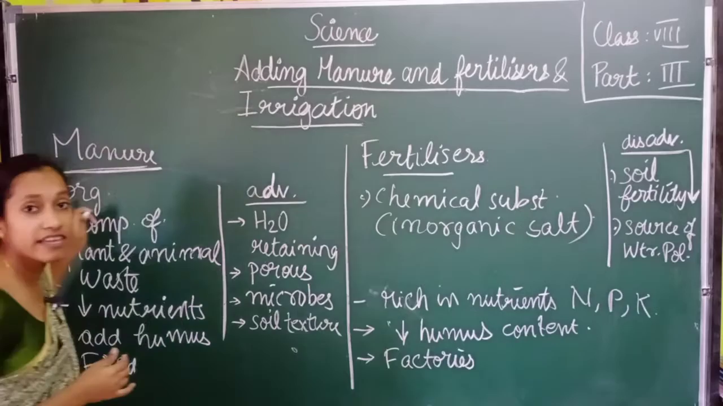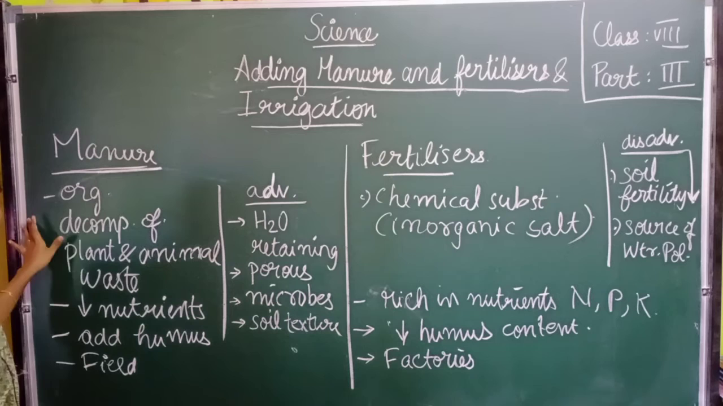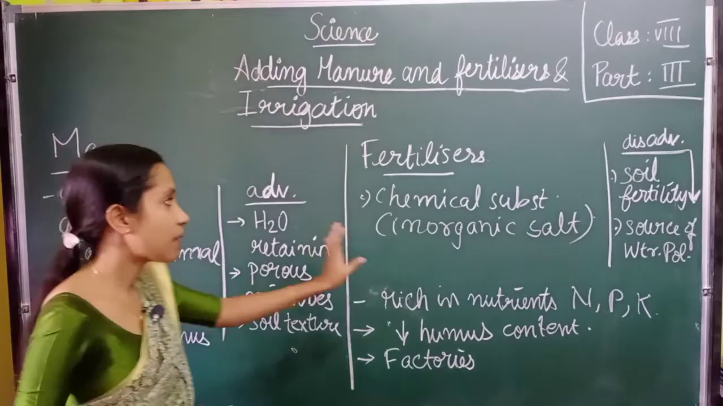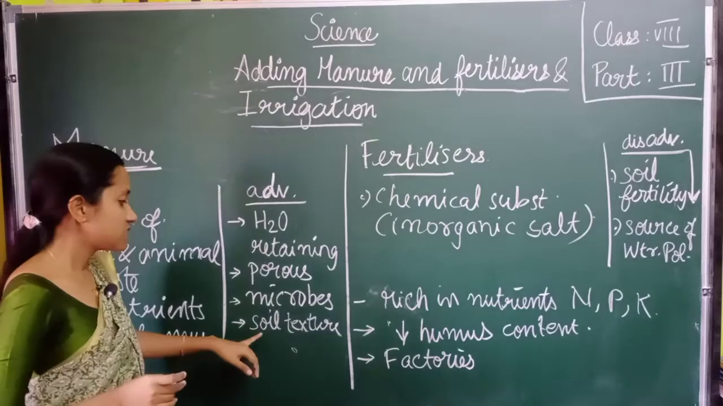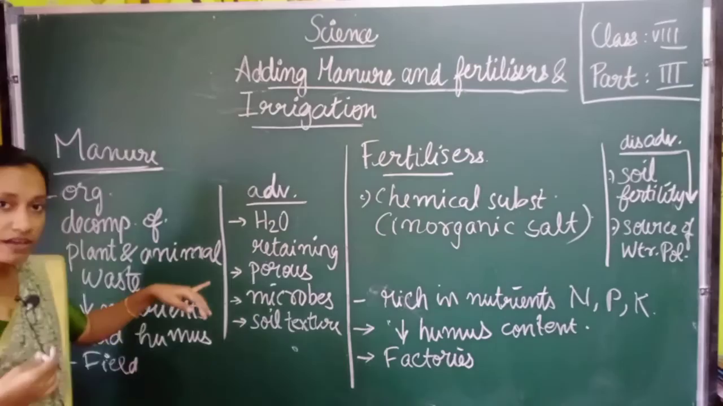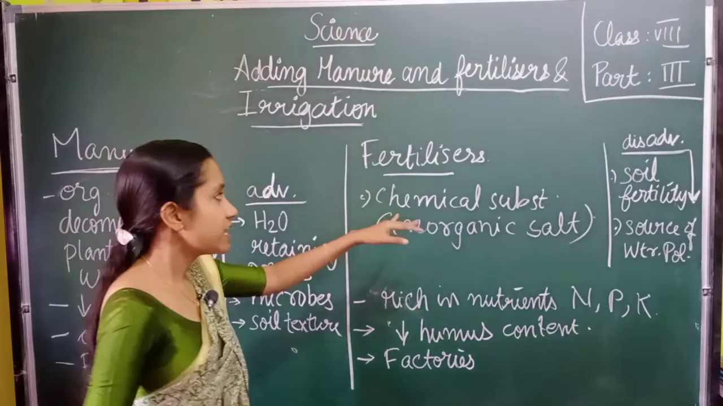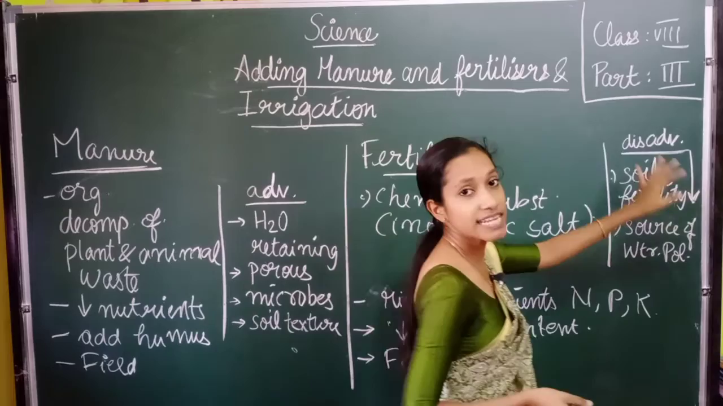Okay, so we learned that manures are of organic or natural origin. They are obtained by decomposition of plant and animal matter. Even though the nutrient level in them is low when compared to fertilizers, they have many advantages in promoting soil texture and microbial growth, the soil becomes more porous, and water retaining capacity also increases. But if we add more fertilizers, what will happen? The soil fertility will decrease instead of increasing. Understood? And it can also become a source of water pollution.